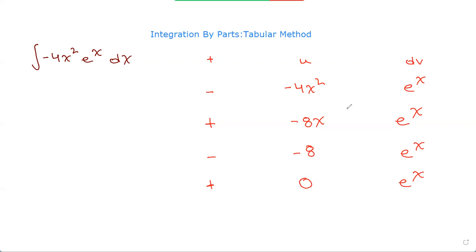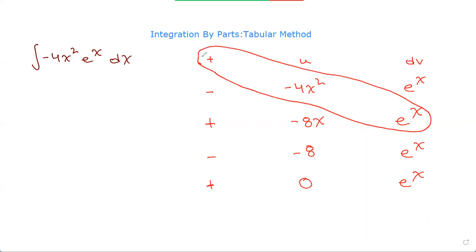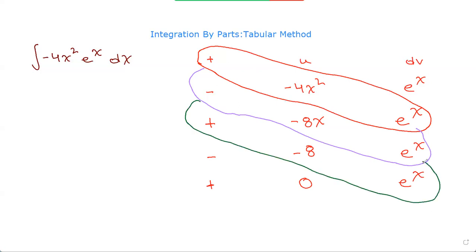We take everything on the diagonal. So plus, this would be our first diagonal. Let me use a different color now. And then this is our second diagonal. And then this is our third and final diagonal. So we start from the top left and then we just go one down and to the right.